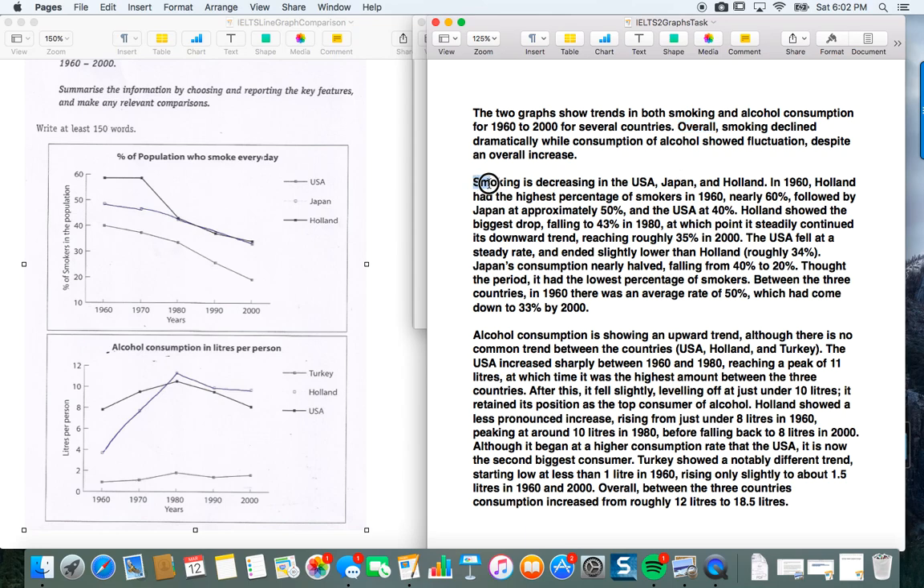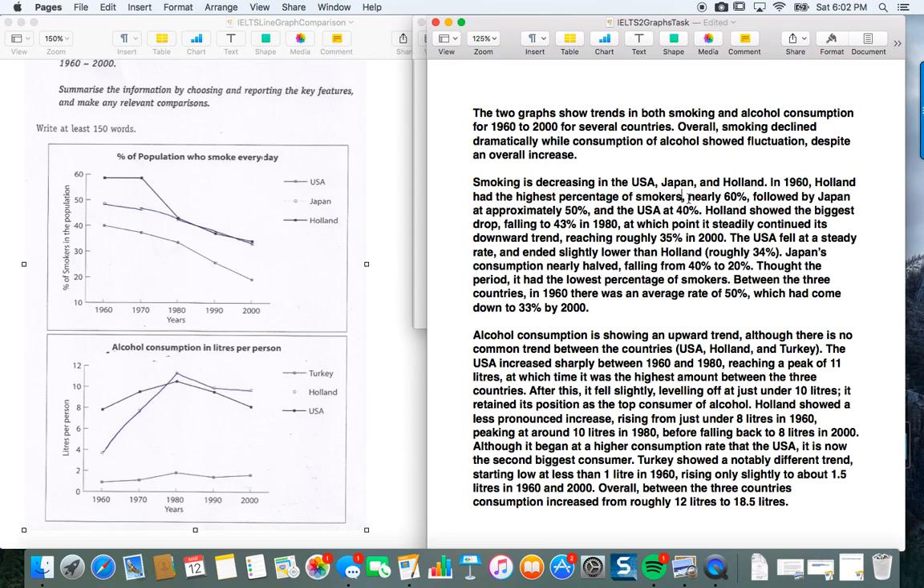Now, we start with our macro trend. Smoking is decreasing in the USA, Japan, and Holland. Perfect. All right. Overall, that's the macro trend. Now we go to the micro trends. Micro trend. In 1960, Holland had the highest percentage of smokers. And as you can see, that's already been put in there. Let's take that out. Nearly 60% data.